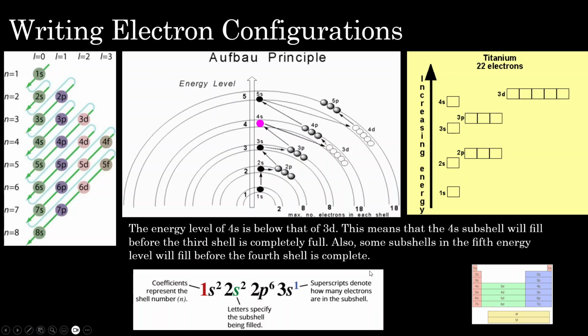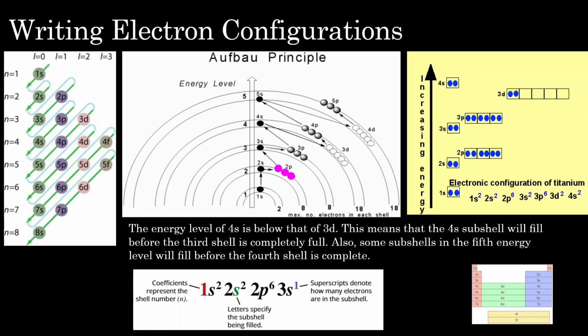So the energy level of 4s is below that of 3d. This is the tricky bit here. This is another way to visualize it. It just means that the 4s subshell will fill before the 3d. And so when we're writing it out, we just have to remember that.